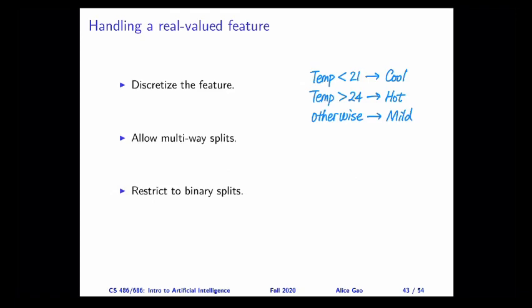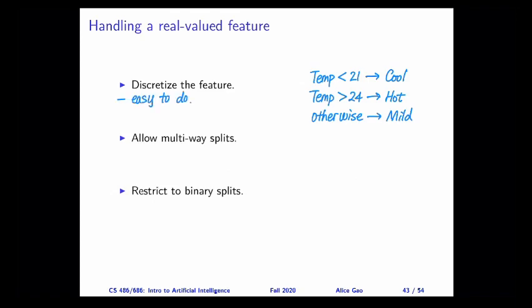This is one way of converting the temperature feature back into a discrete one. There are some pros and cons of discretizing the feature. The pro is that it's easy to do. We already know how to handle a discrete feature. And for a discrete feature, we had two options. Recall that we can allow multiple splits, or we can restrict to binary splits only.